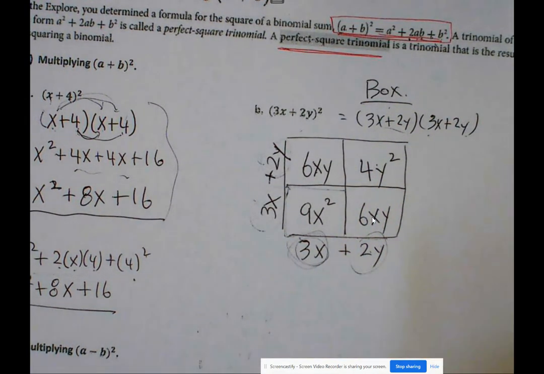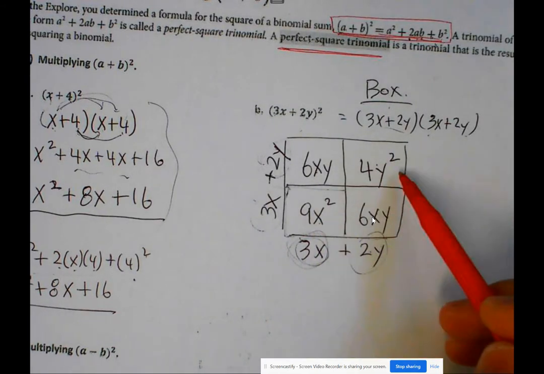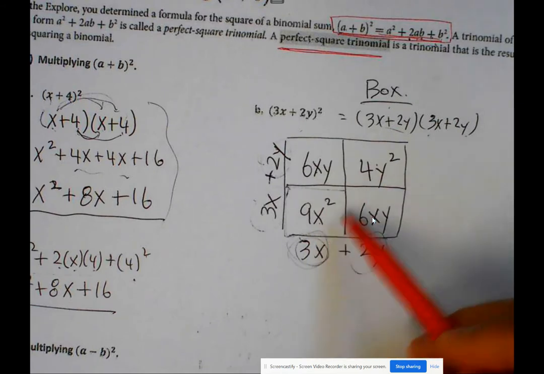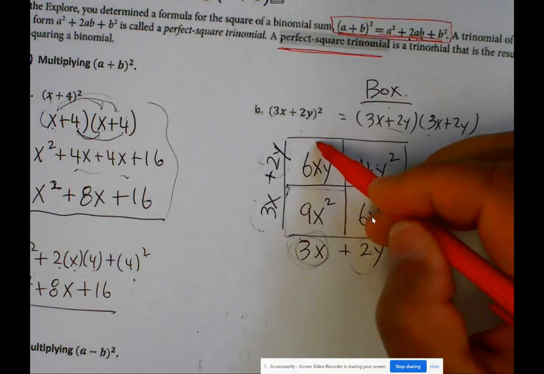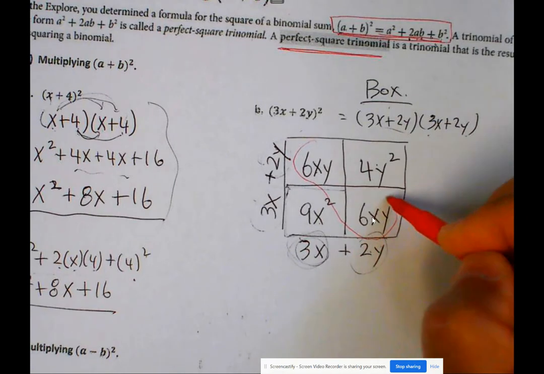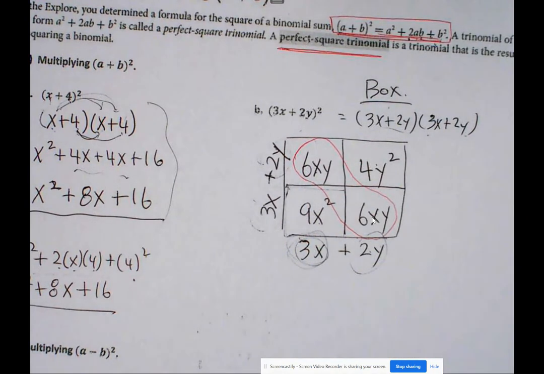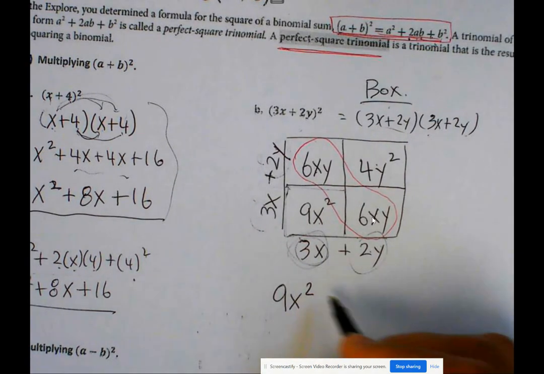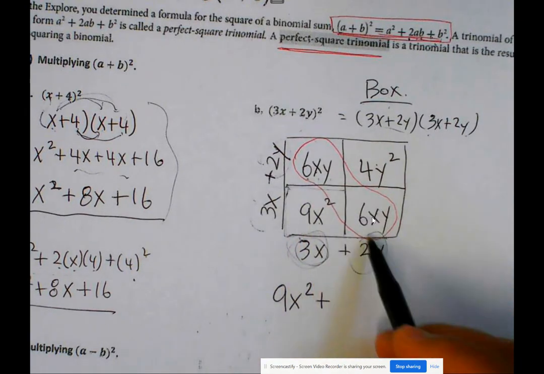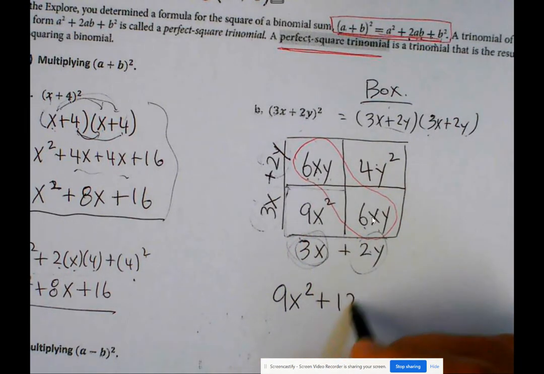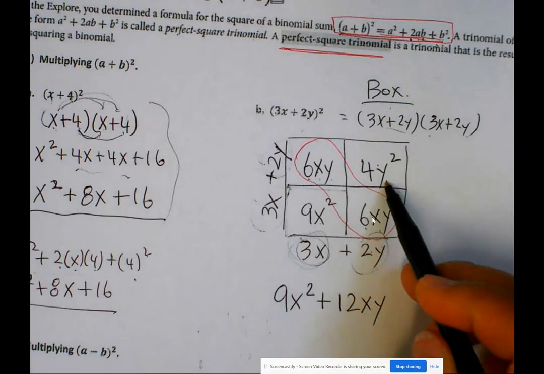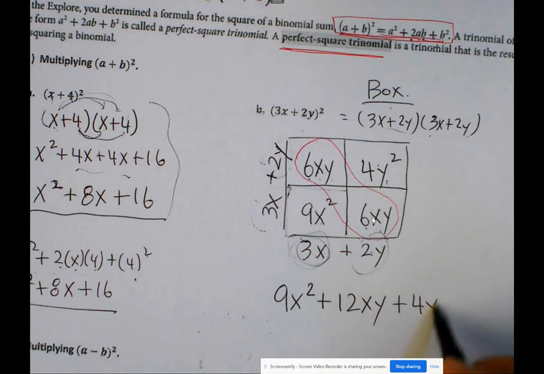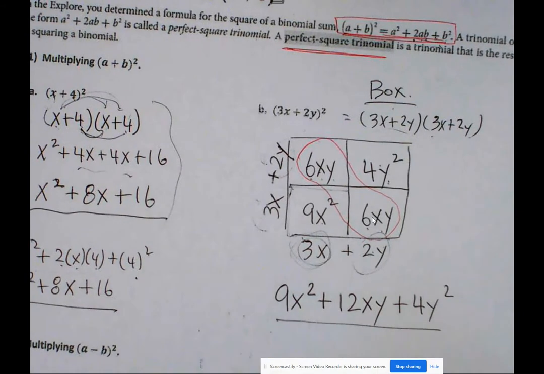Alright, again, you want to check to see which ones you can combine. This is x squared and this is y squared. You do not combine those two. They're different letters. However, you do combine these two right here. Alright, so you have 9x squared plus 6xy, and 6xy gives you 12xy, and the last one is 4y squared. Alright, there it is.